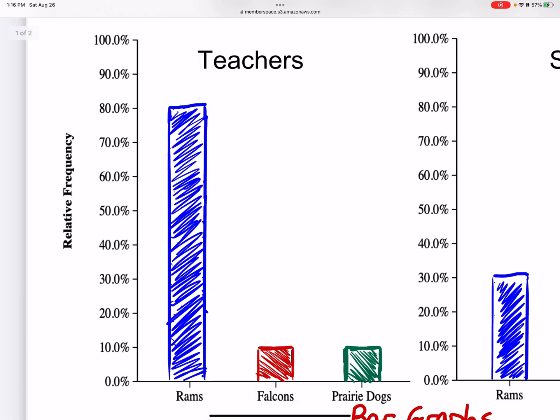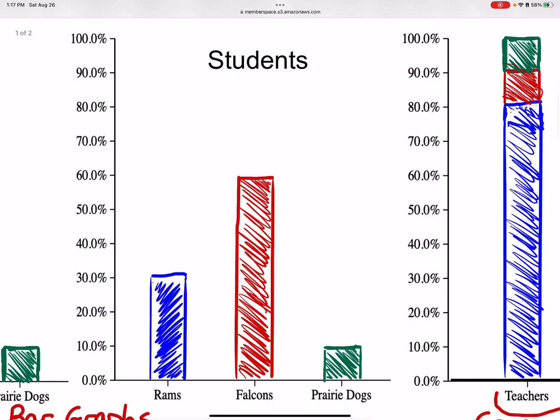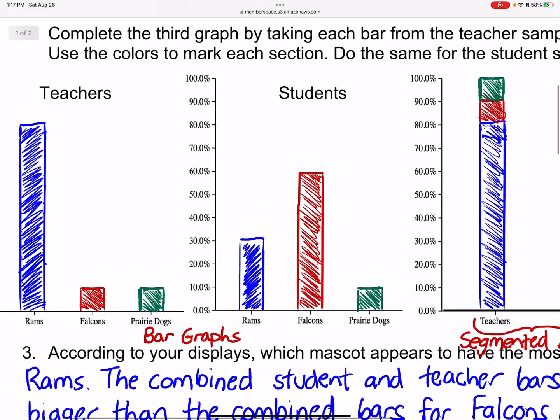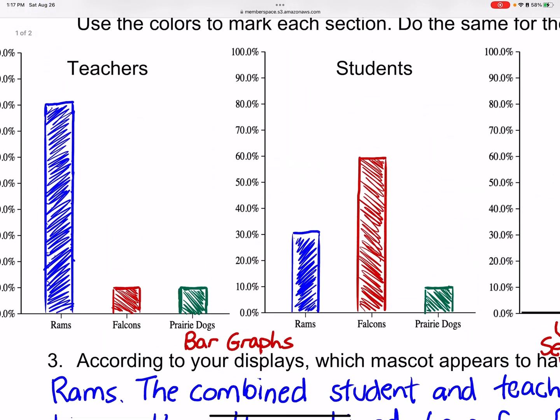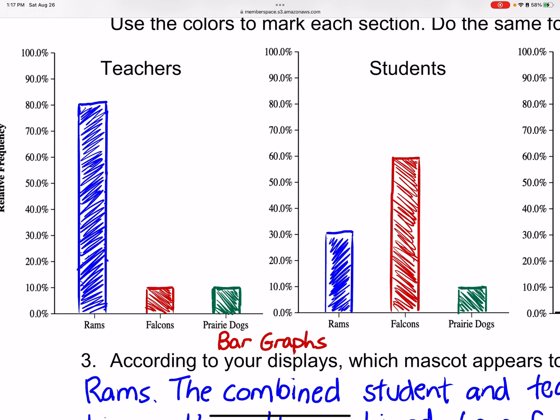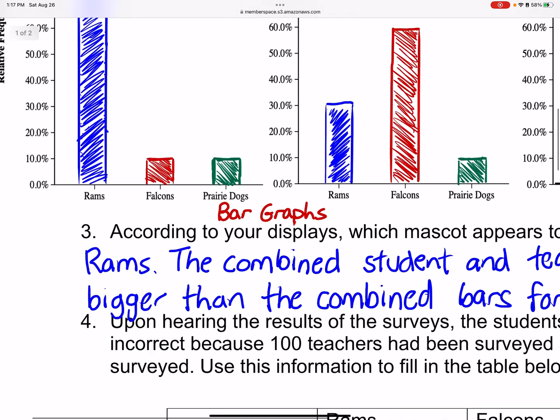It was asking which is the most popular mascot. So amongst teachers, this is my graph, and students was my graph. And then we're going to continue to answer these questions. Just looking at the graph, which one looks like it's going to be more popular? If you notice, teachers are 80% for RAMs and 30% for students, so that's 110% if we're looking at percentage. Falcons is 60% and 10%, so 70%, and Prairie Dogs is 10 and 10, which is 20. So just looking at the graph, it appears that it's RAMs.